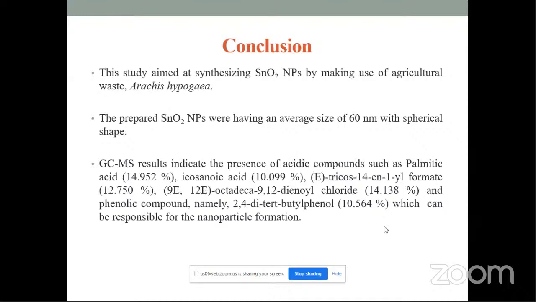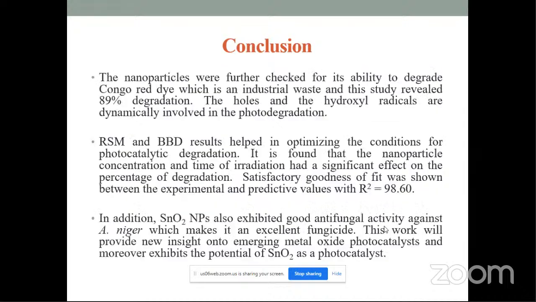The GC level, where we find the acidic and phenolic groups, is very useful for the formation of nanoparticles. With these nanoparticles, we were able to find 89% degradation of the dye. We have done a lot of experiments on this. We have used various fitting mechanisms, the response surface methodology (RSM), and all the results we found fit well into the curve, with nearly 89% degradation.